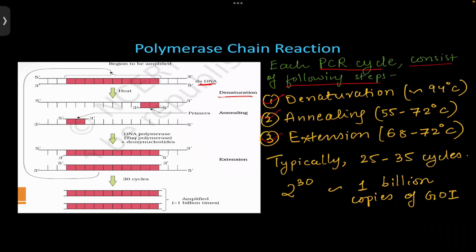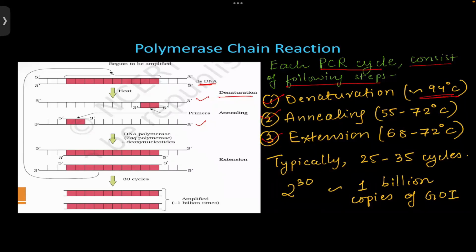In denaturation, what you do is you supply a very high amount of temperature, close to 94 degrees Celsius. Now, this high temperature is going to cause a break in the hydrogen bonds that are holding together the double-stranded DNA. So under this heat, the double-stranded DNA has now become two single-stranded molecules. Okay, so now these are two single-stranded DNAs.